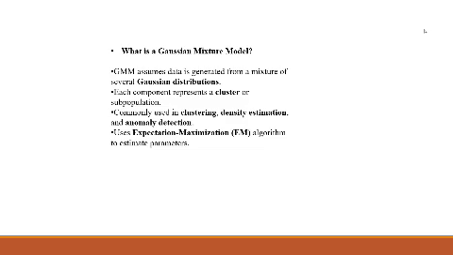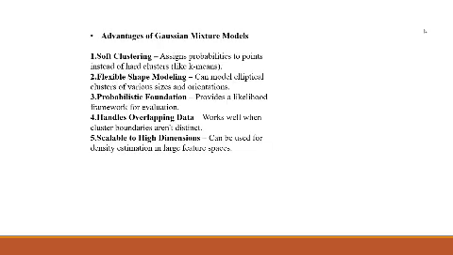So the next one is the advantages of Gaussian mixture model. Let's look at the strengths of GMMs. The first one is soft clustering. It means every point gets a probability of belonging to each cluster, not just one. It assigns probabilities to points instead of hard clusters like k-means.